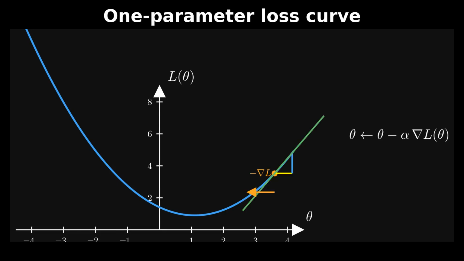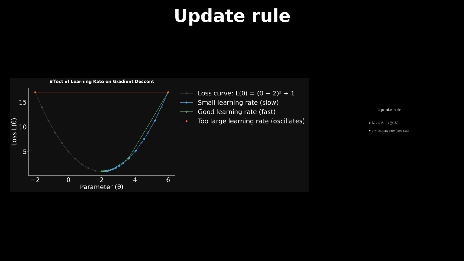Imagine a curve where height is the loss and the horizontal axis is the parameter. If you stand at some point, the slope tells you which direction increases the loss. So to decrease loss, you step in the opposite direction. Repeat this, and you slide toward a minimum. The update rule is compact. New parameter equals old parameter minus a learning rate times the derivative of the loss.